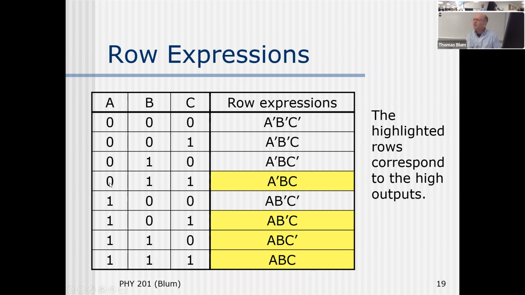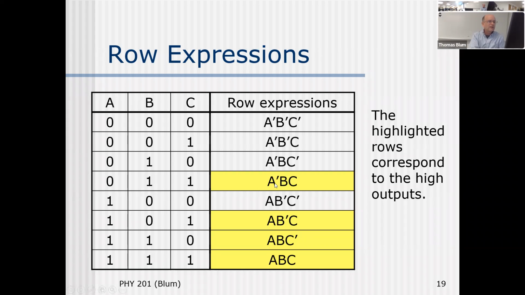If the input is 0, I invert it for my expression. If it's a 1, I do not. I'm working with AND gates, and I want all the things in the AND gate to be 1. So if it's a 0, I invert it so that by the time it gets to the AND gate, it's a 1.